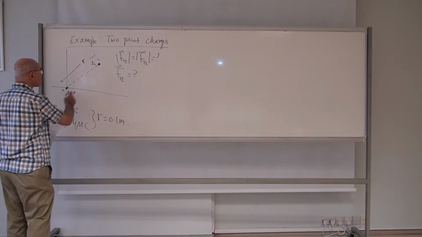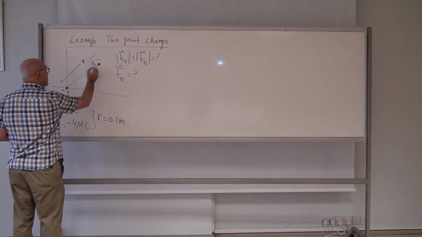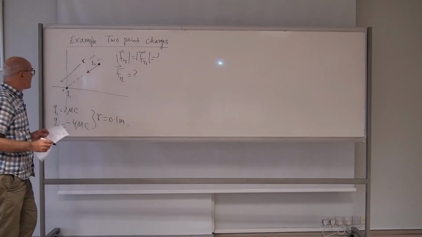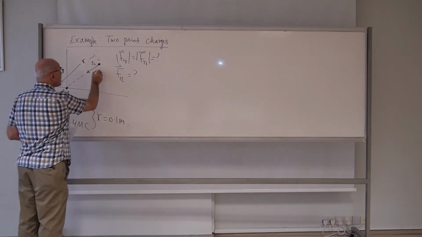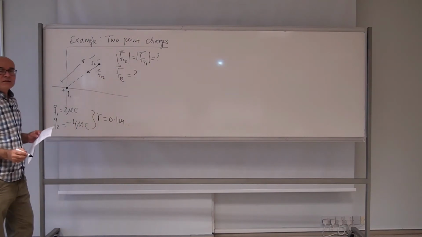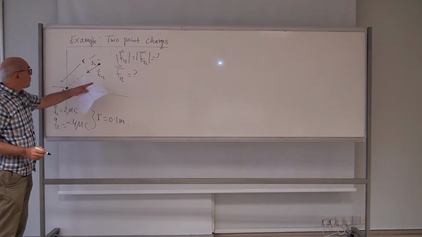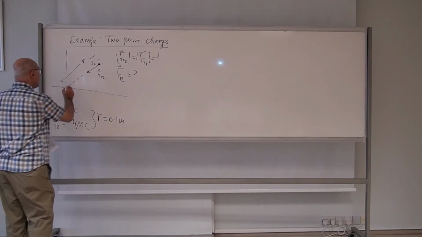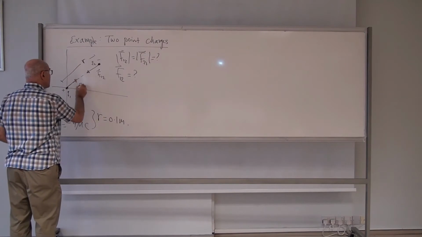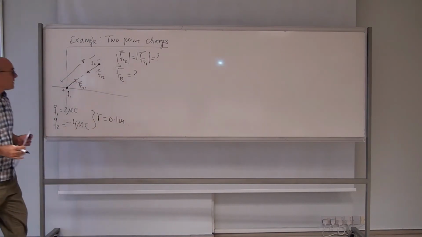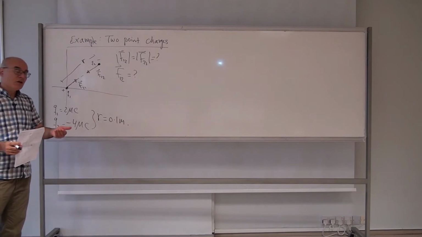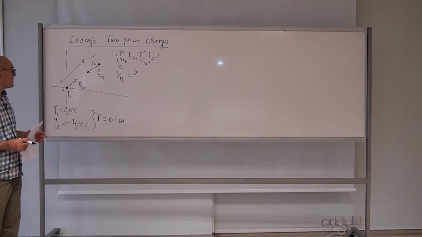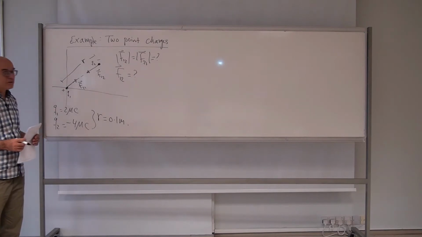So, for example, this is F12. This is the force by charge 1 on charge 2. And this is F21. This is the force by charge 2 on charge 1. Okay? So this is the first thing that you have to do.